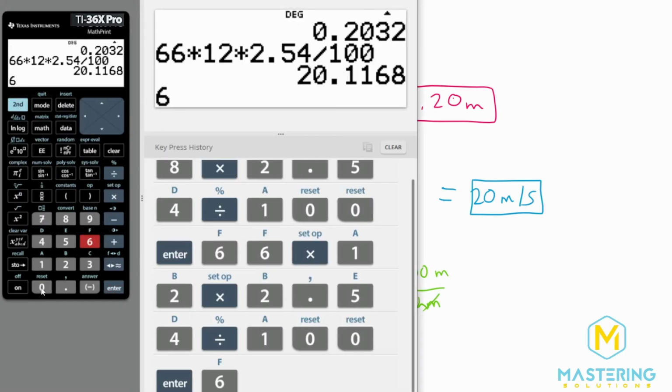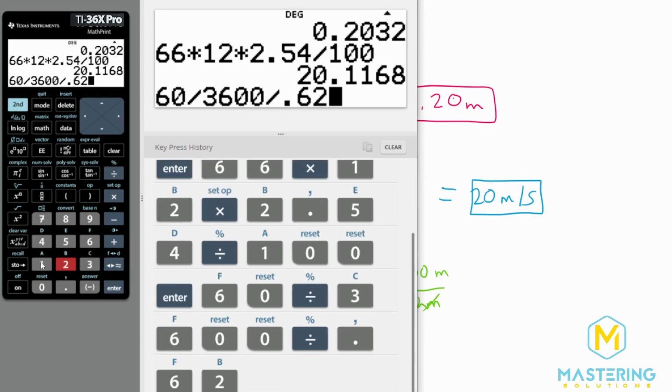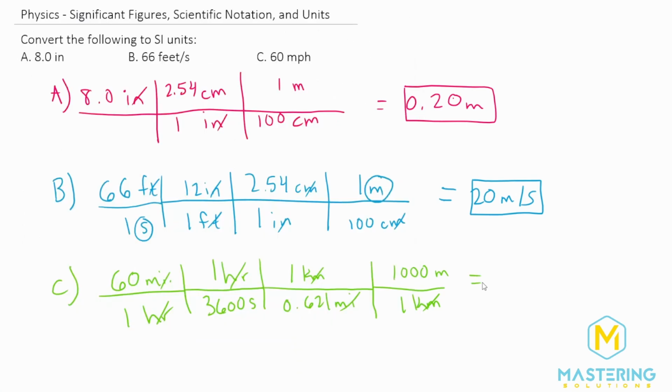So we have 60 miles divided by 3,600, and then we're going to divide that by 0.621 and multiply by 1,000. Okay, so we have 26.84 or 26.8 meters per second.